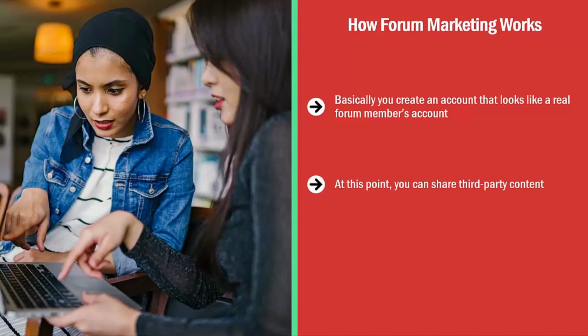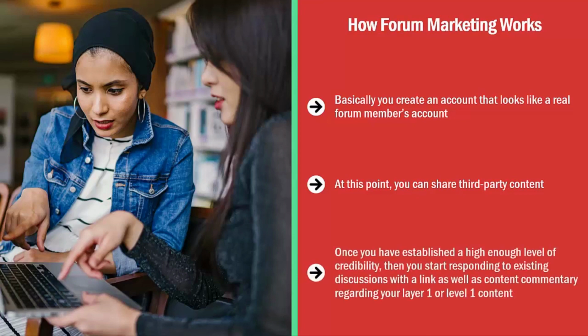At this point, you can share third-party content. This is high-quality content published by your competitors or non-competitors that are authoritative in your niche. When you do this, you become an even bigger expert. People start to look at you as an authority. Once you have established a high enough level of credibility, then you start responding to existing discussions with a link as well as content commentary regarding your Level 1 content.